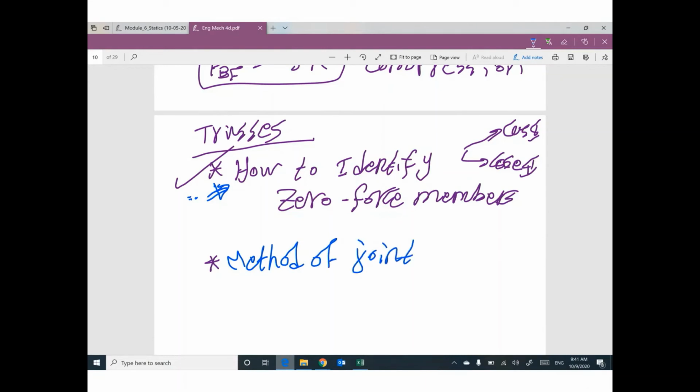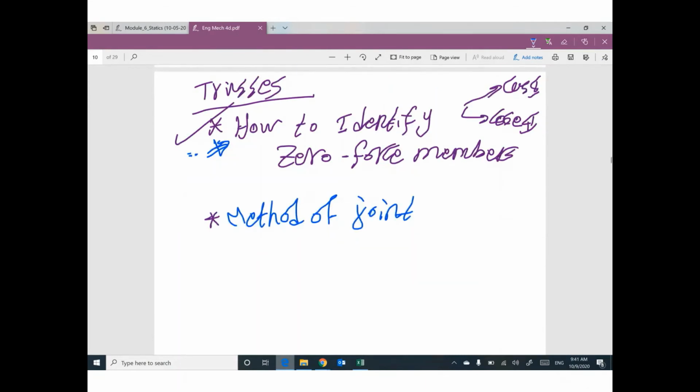The method of joints looks like what we learned in the second week of this course. We have a joint, we have forces from each direction. These forces intersect at this joint, so I can apply summation of F_x equals 0, summation of F_y equals 0, so I can figure out the unknown.